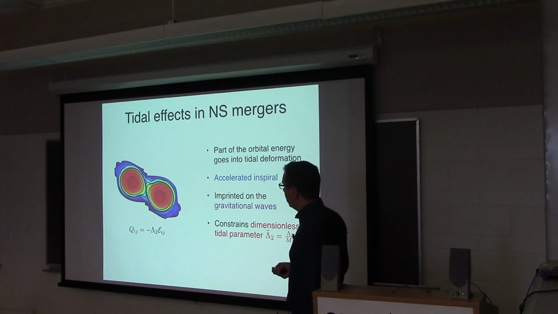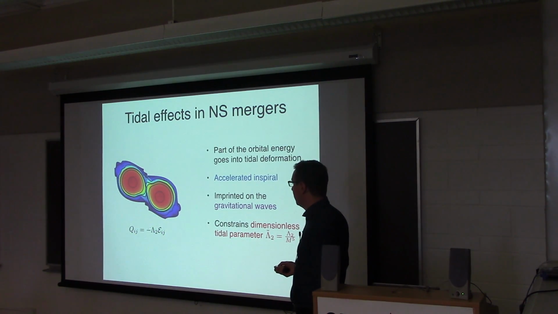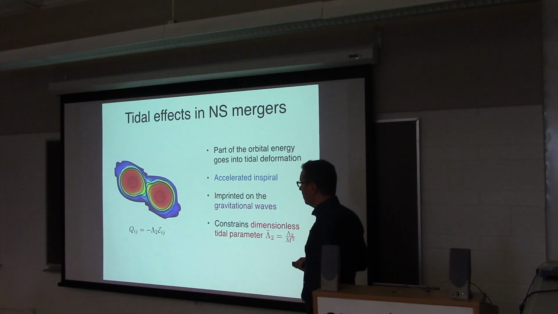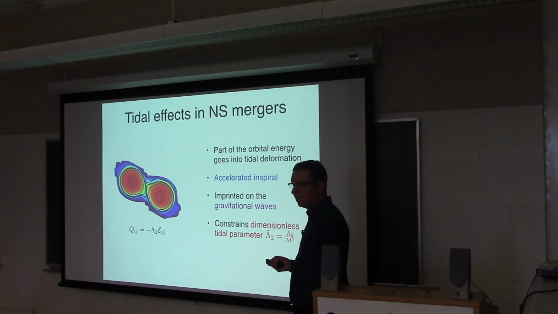So to linear order, what we are after is the tidal Love number, which is just a proportionality constant between the deformation of the neutron star and the tidal field from the companion. So the evolution of the system then depends on many things, including the spin and so on. But if you assume that you know the spin of the system, then you can measure this quantity.